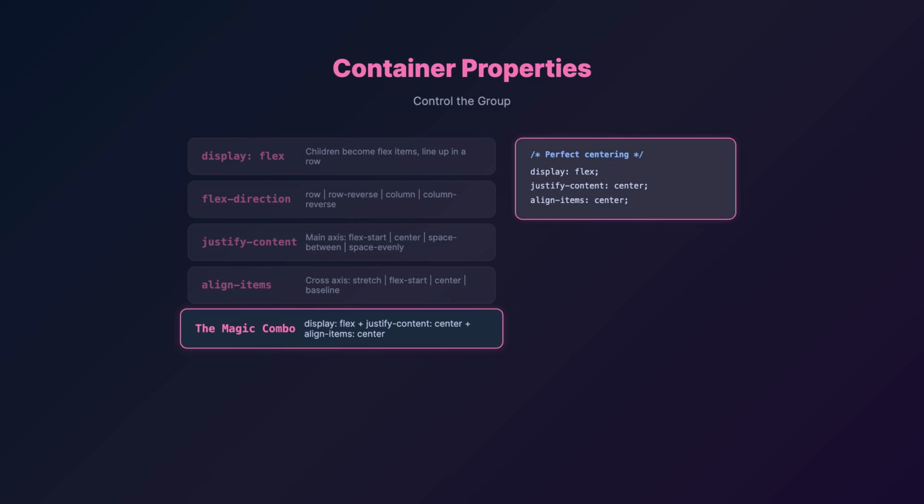Here's the magic combination. Display flex. Justify content center. Align items center. Three lines. Perfectly centered. Both directions. The centering problem is solved forever. Container properties control the group.